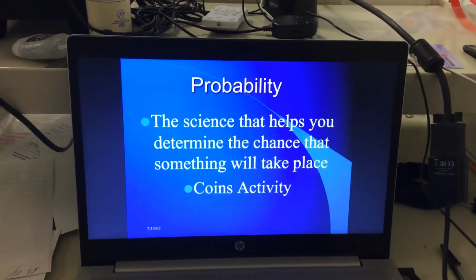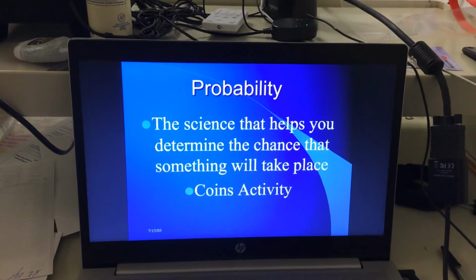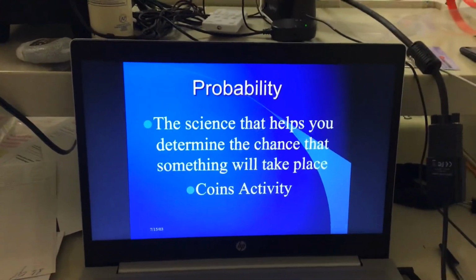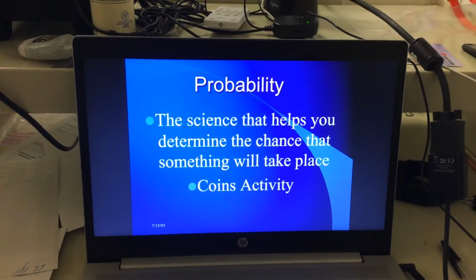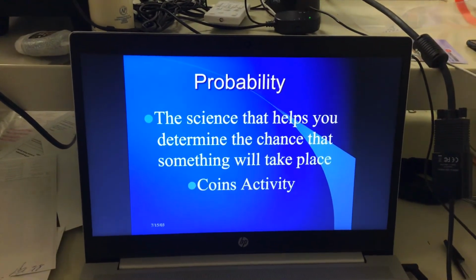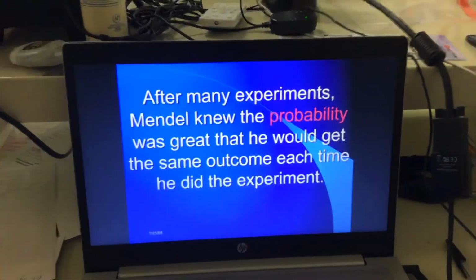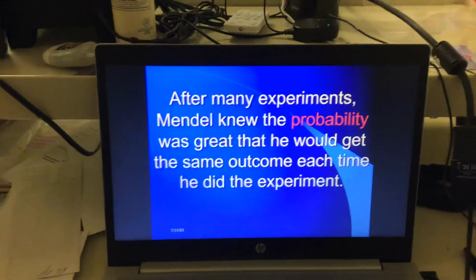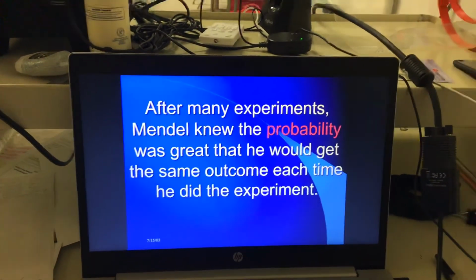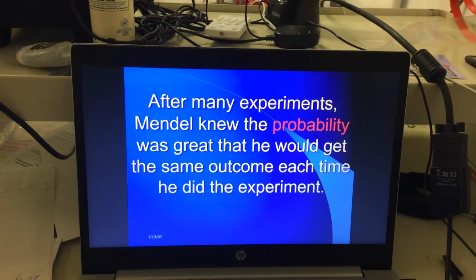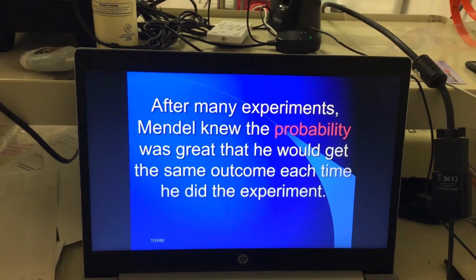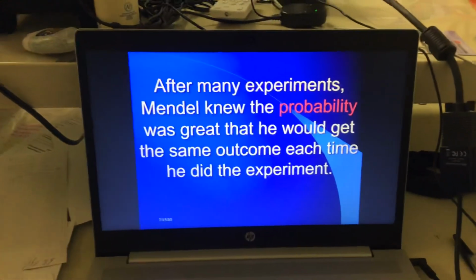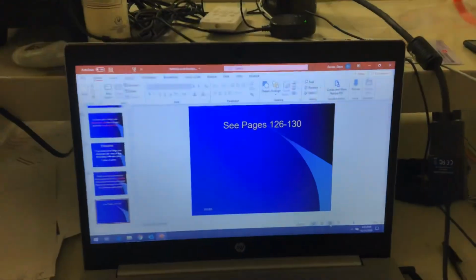Well, Gregor tried doing the same thing with his pea plants. What's the probability of getting certain colored flowers, or tall or short? Don't worry about writing this. But after many experiments, Mendel knew the probability was great that he would get the same outcome each time he did the experiment. So basically, he did it a bunch of times and got the same results.